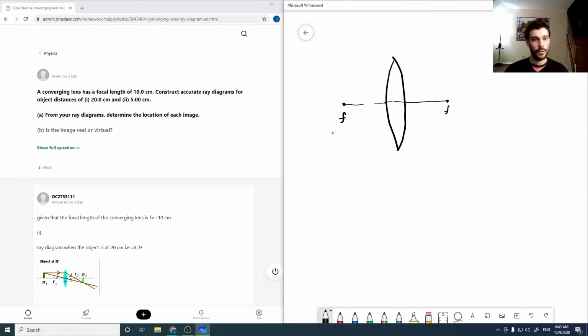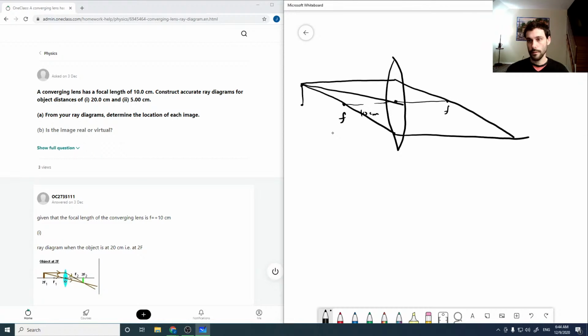Okay, so there's our focal point, which is about 10 centimeters over, and then construct accurate ray diagrams for objects at distances of 20 centimeters. So here's the 20 centimeter object. And so the way we're going to draw this is we can sketch 3 rays. So a ray which goes straight is going to pass through the focal point. A ray which passes through the focal point is going to come out straight, and a ray which passes through the center is just going to go.